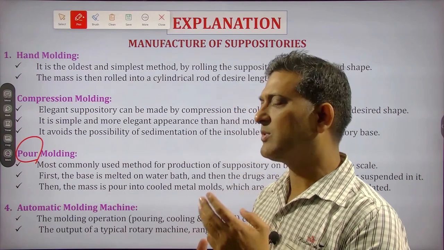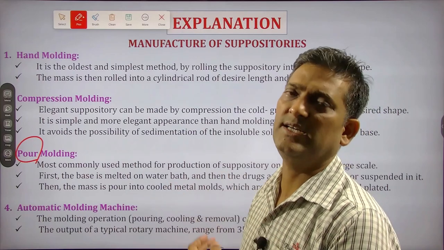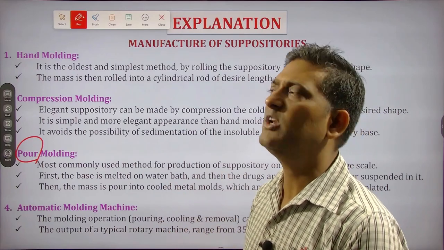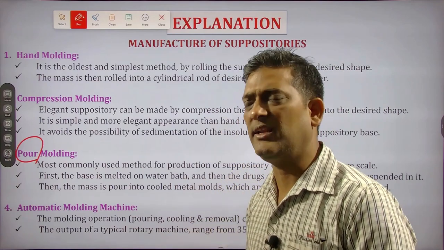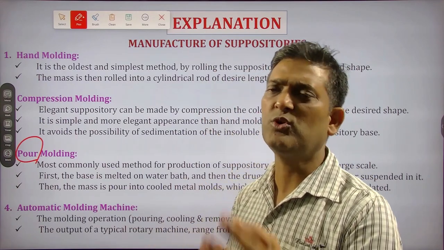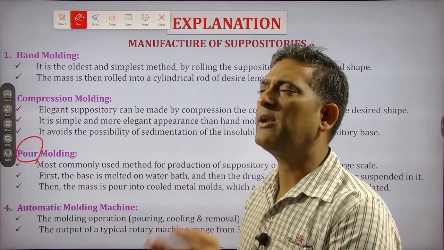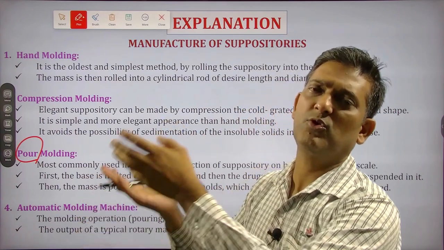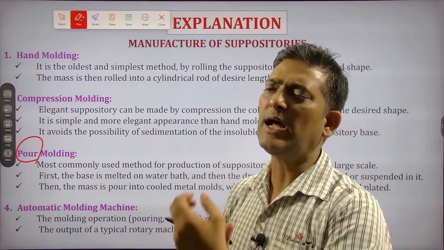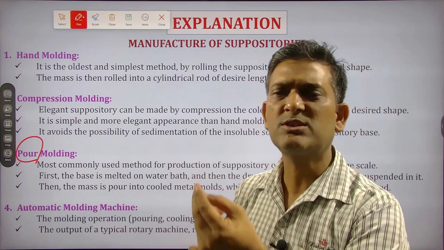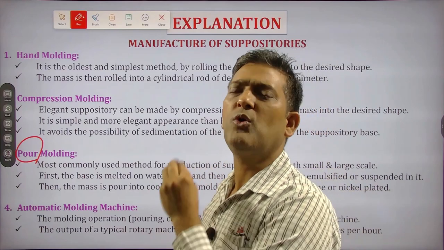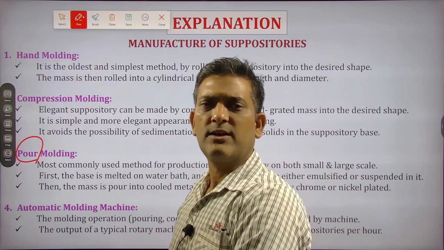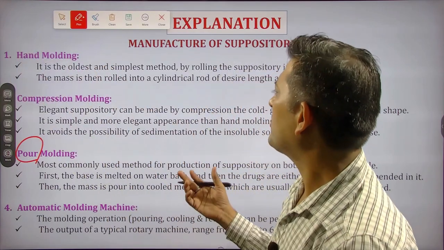Oiling means lubrication; proper lubrication of the mold is necessary. Once it is lubricated, you can put in your molten product and let it get refrigerated. After some time you open the mold, carefully remove the suppositories, and keep them in proper aluminum foil until they are used. So this is the pour method or compression method.